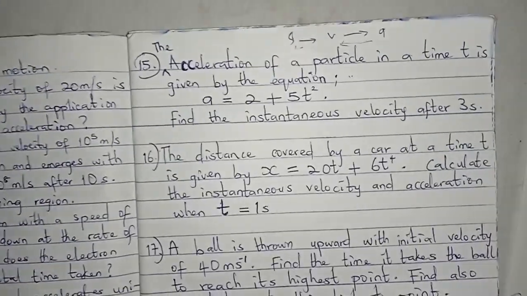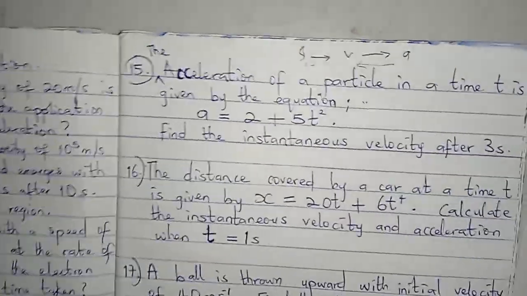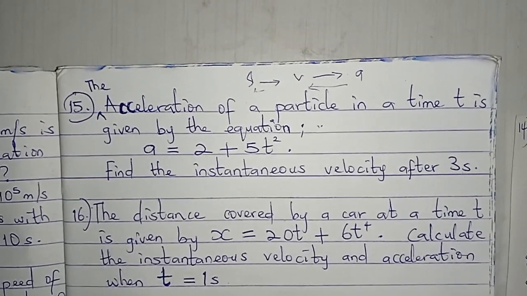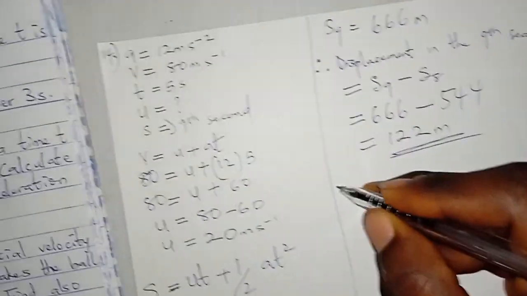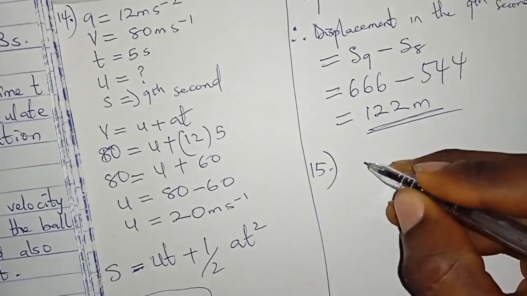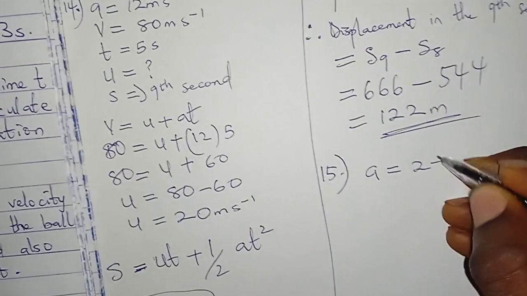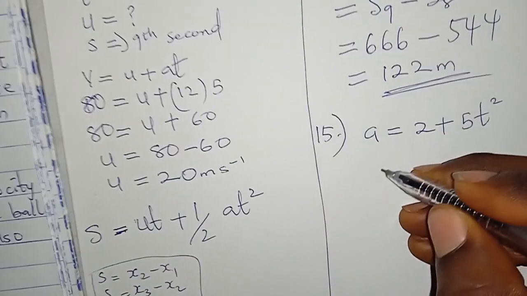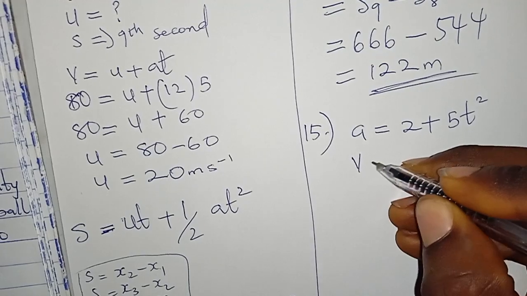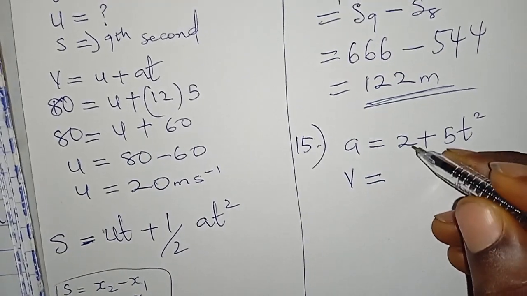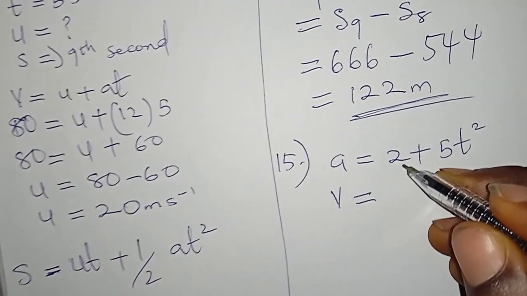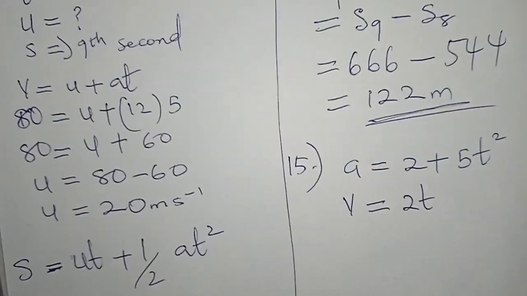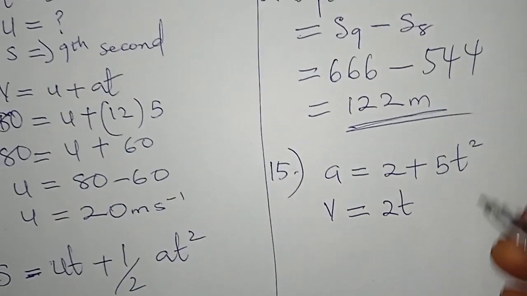So let's integrate. We are given a equals 2 plus 5t square. So all I need to do at this point is integrate. So v is equal to, notice integration means when you have a constant you add a variable to it, and the variable here is t. We are integrating with respect to t.